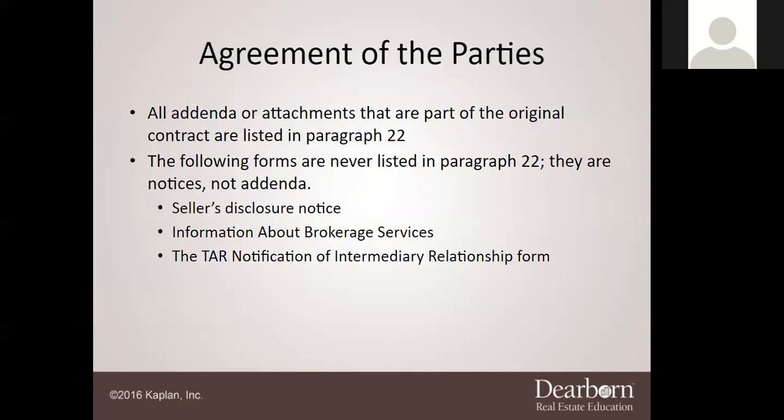Agreements of the parties. All addenda or attachments that are a part of the original contract are going to be listed in paragraph 22. The following forms are never listed in paragraph 22. They are notices and not addenda. And you'll notice the seller's disclosure notice, information about brokerage services, and the TAR notification of intermediary relationship forms are not going to be included with the contract. They're just notices.